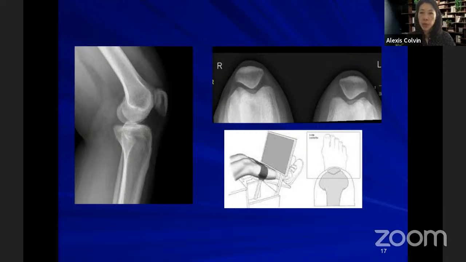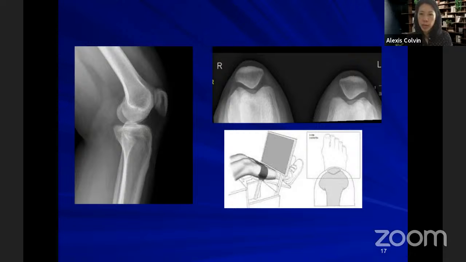And then if we look at the x-ray on the right, that's something called the patellofemoral view. So if you look at the bottom cartoon, what it's showing you is how you actually take the x-ray of it, but the picture to the right with the foot is showing you what that view is actually showing you. So it's a view where you're getting the relationship between the kneecap and the femur, as if you were looking straight down at your knee.